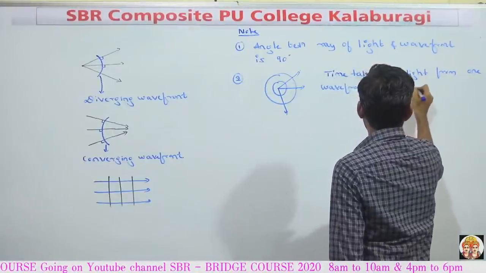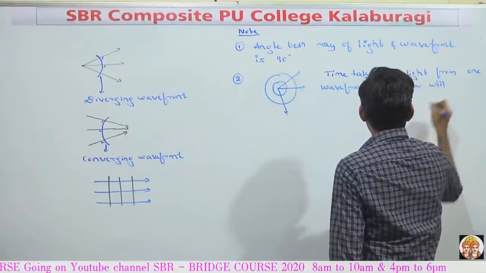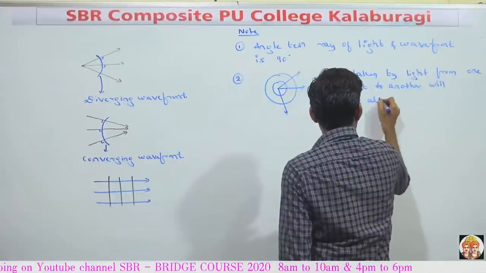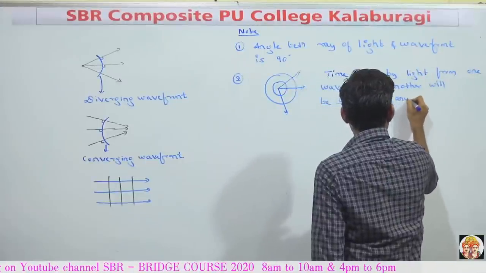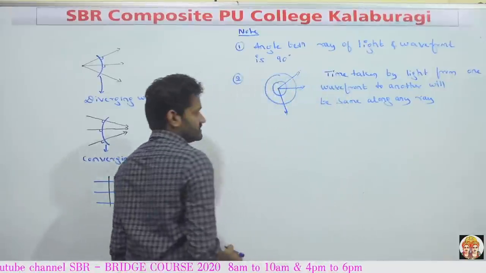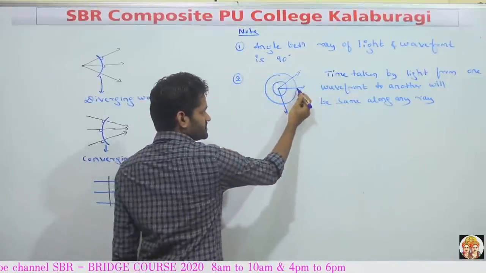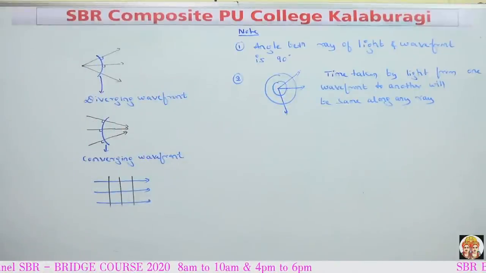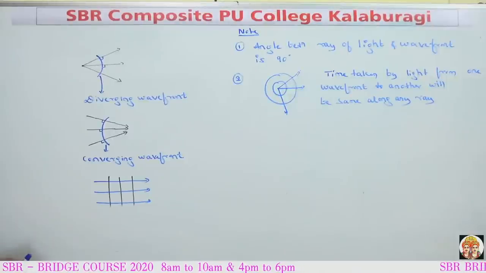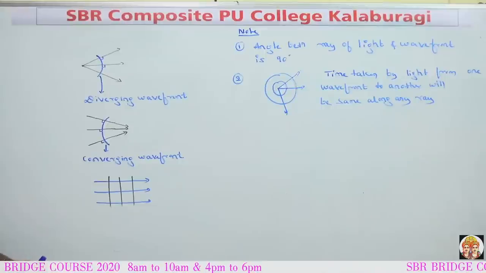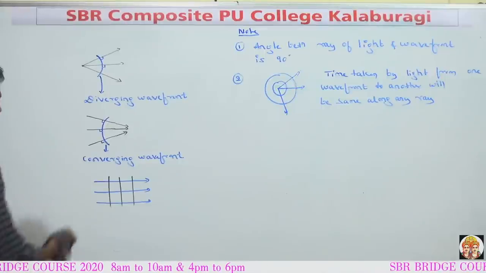will be the same along any ray. Along any ray, they take the same time. From here to here takes 1 second, means from here to here also 1 second. These two are nodes in the wavefront. Okay. Next, we'll move on.